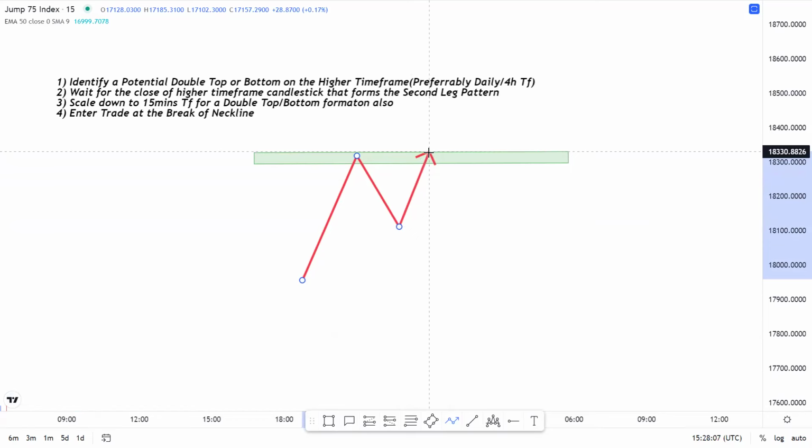This is the second leg of our potential M pattern. This is a potential M pattern. This is not yet a confirmed M pattern. A confirmed M pattern would be once we have a break below this support level right about here, being the neckline of the pattern.